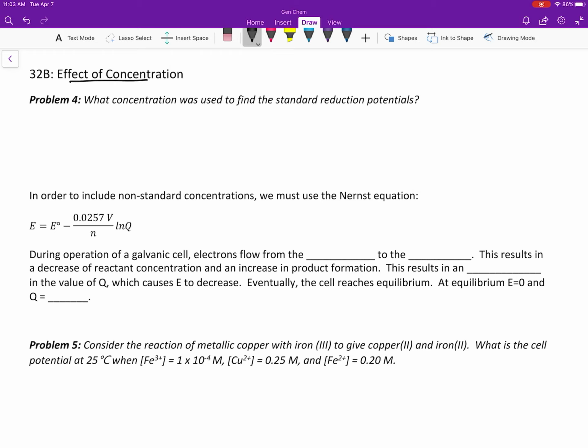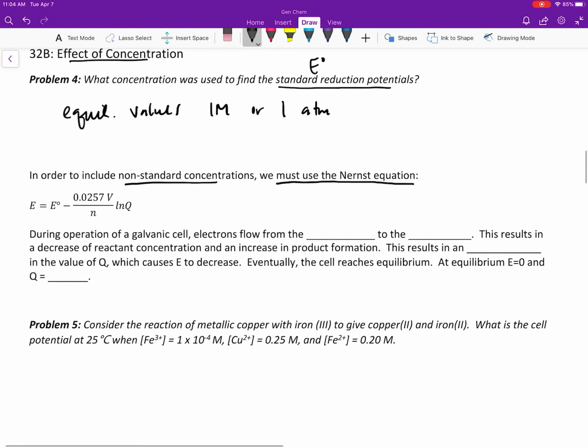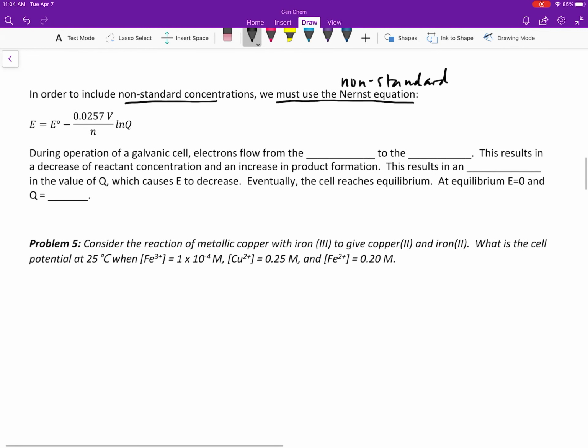So hopefully you remember that when we talked about standard reduction potential, the E naught values, the concentration was one of the things we set. The values for standard reduction potentials were either 1 molar or 1 atm. So when we have non-standard concentrations, meaning it's not 1 atmosphere, it's not 1 molar, it's something other than that, we have to use a special equation which is called the Nernst equation.